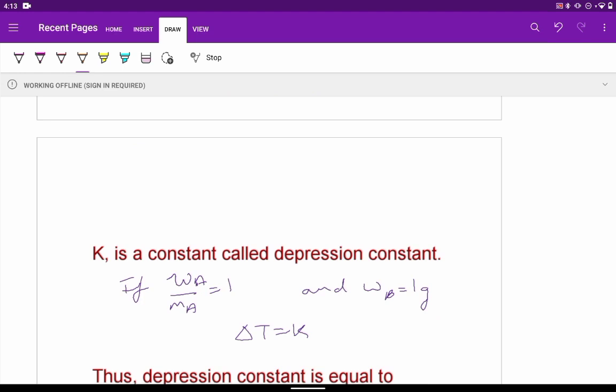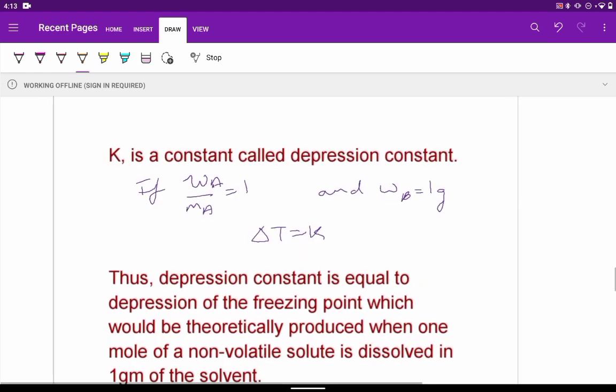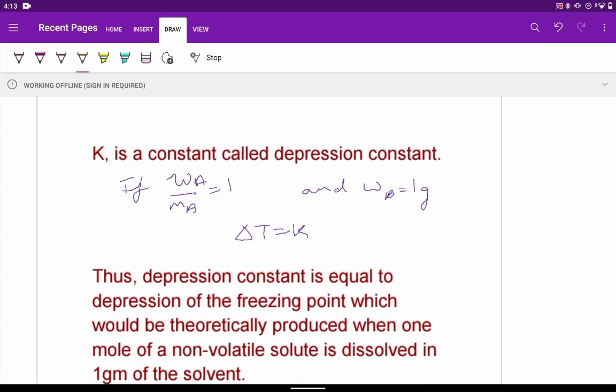So if Wa by Ma is 1, that is 1 mole we are taking, and Wb is 1 gram of solvent, it means we are taking 1 mole of the non-volatile solute. In this case delta T is equal to K. So from here we can define: the depression constant will be equal to the depression of freezing point which will be produced when 1 mole of a non-volatile solute is dissolved in 1 gram of the solvent.